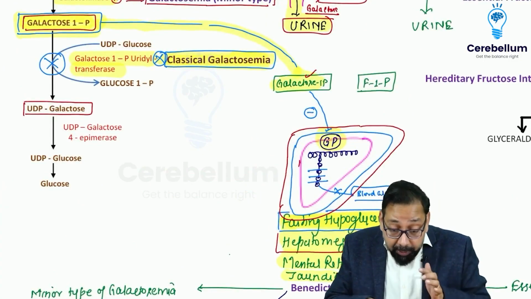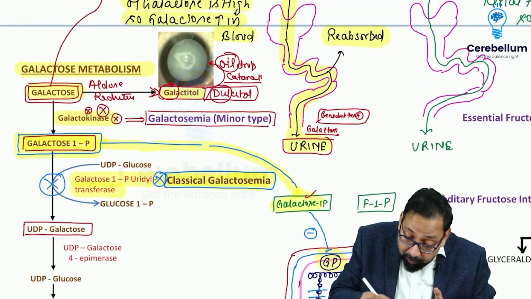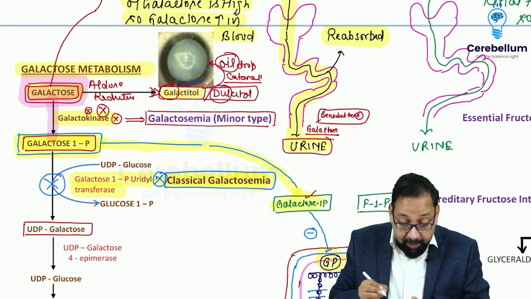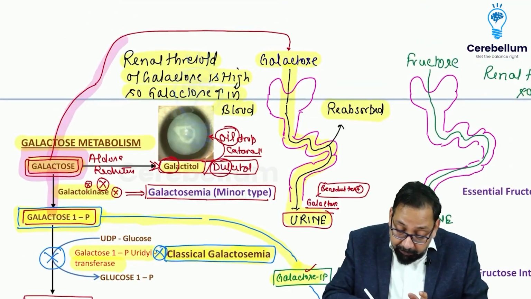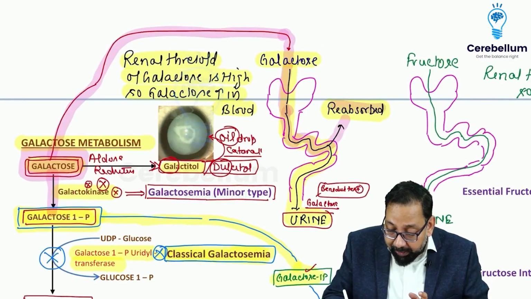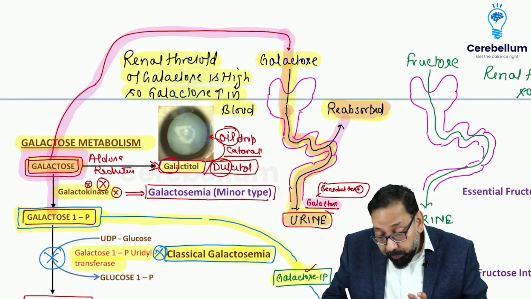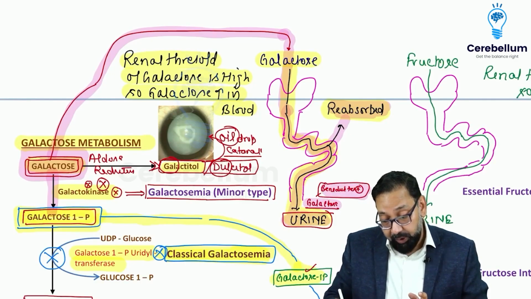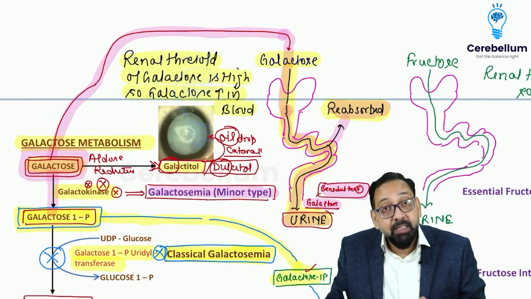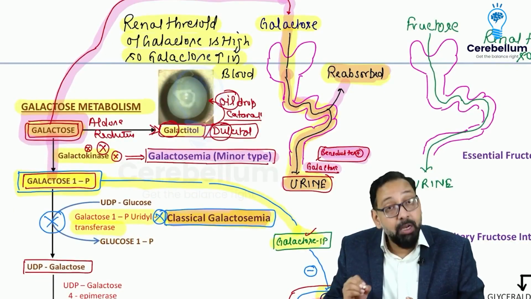But when galactose 1 phosphate is high, then further galactose will not be converted to galactose 1 phosphate, so galactose will increase. This galactose will be freely filtered via glomeruli. It will be reabsorbed again, but some amount will come in urine. So galactose will be in urine, Benedict test positive. So in minor type of galactosemia, Benedict test positive. In classical galactosemia, same concept, Benedict test positive.